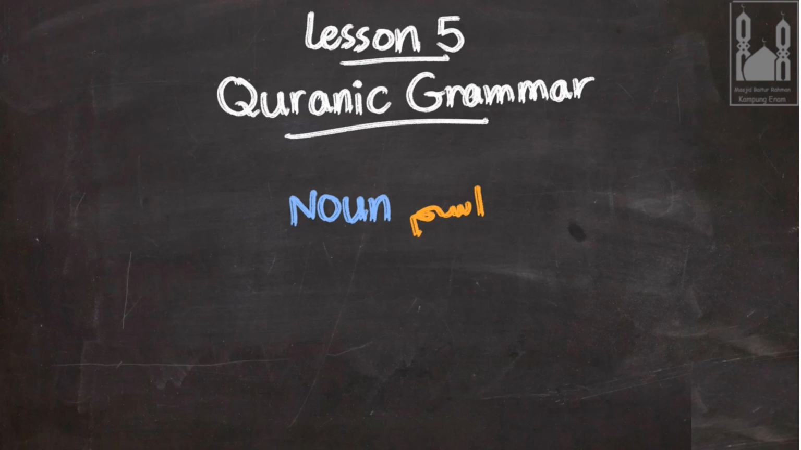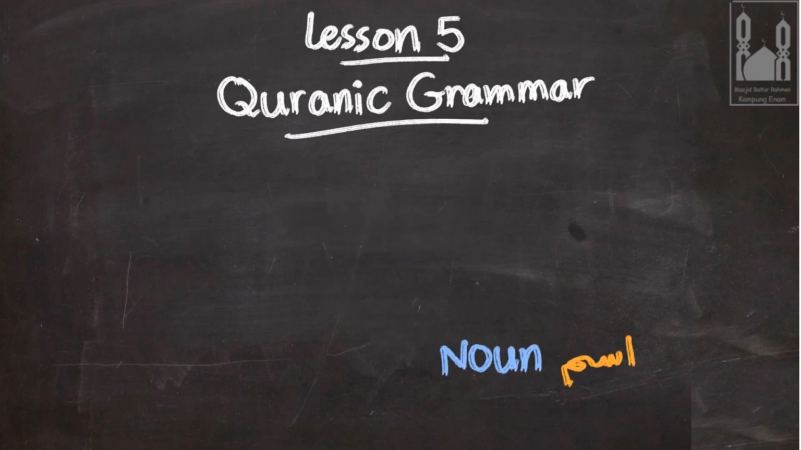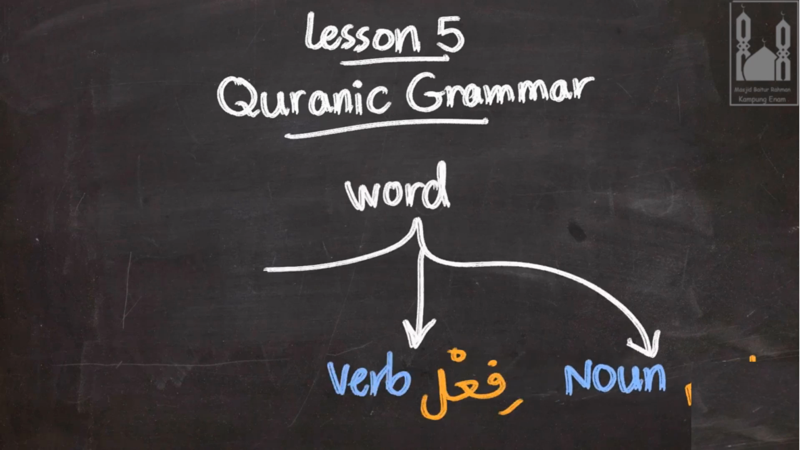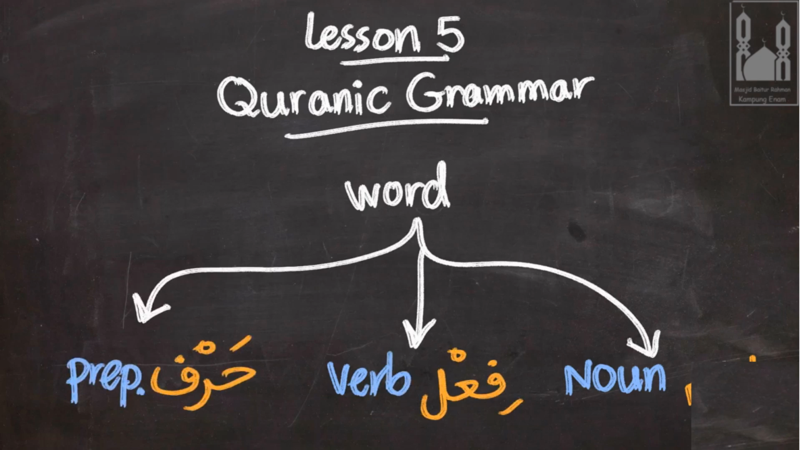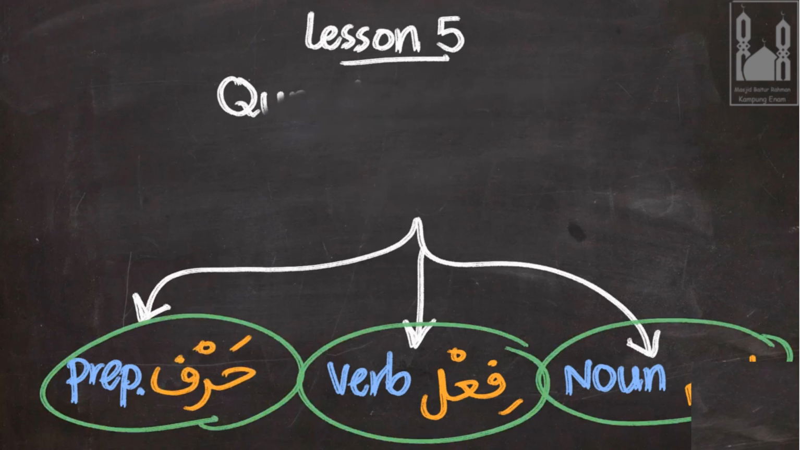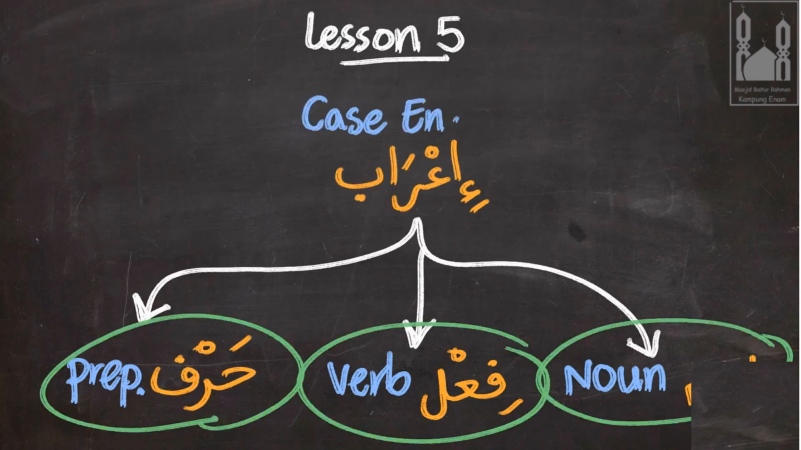So, let's get started. Today's topic is not only related to one category of the Arabic word, but it is a topic that is related to every single word in Arabic. That's why it is very crucial to understand how to deal with today's lesson. Today's lesson is i'rab, or in English, case endings.